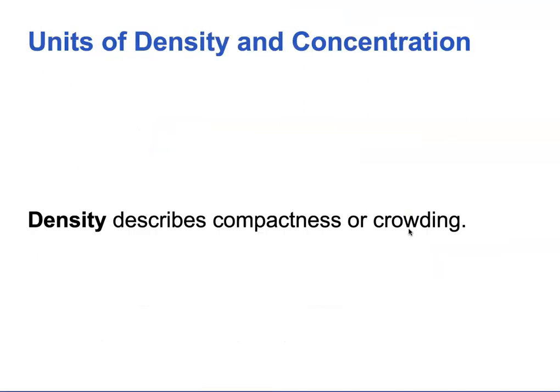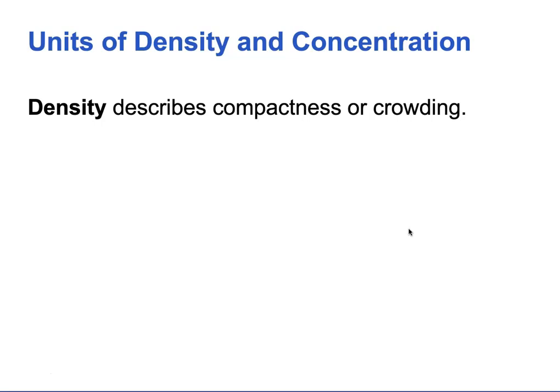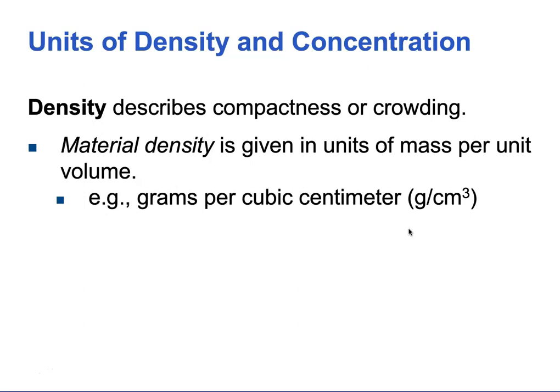Units of density and concentration. Density describes how compact or crowded something is. Material density is given in units of mass per unit volume. Example, grams per cubic centimeter. So how many grams are in a cubic centimeter?